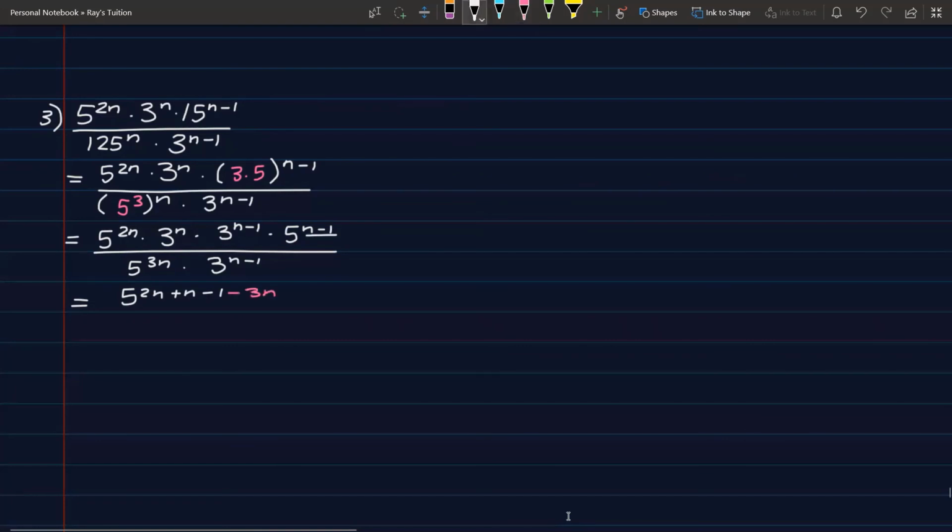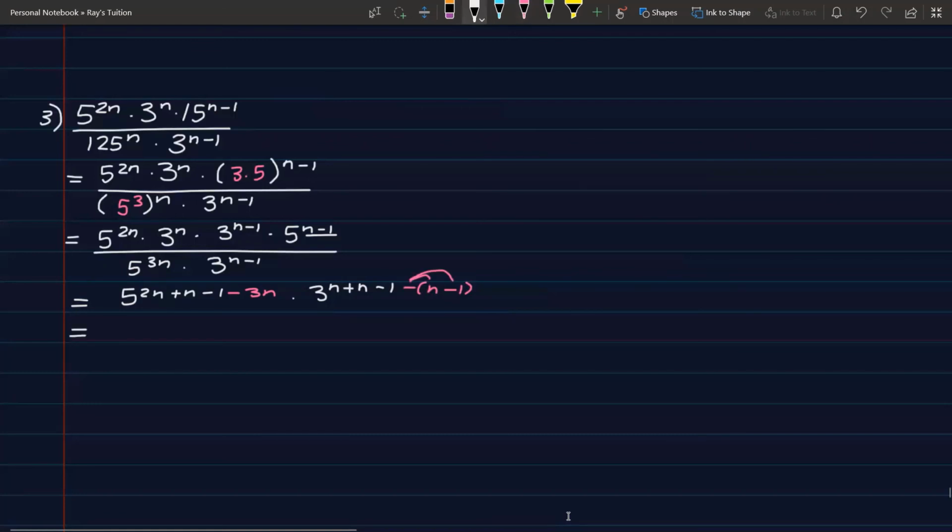Let's do the same thing for the 3. So we have 3n plus n minus 1, which is this one over here. And then please be careful here, it's minus n minus 1. You see, I put the minus and then the n minus 1 in brackets because we have to distribute that sign to both. Okay, so let us go ahead and simplify.